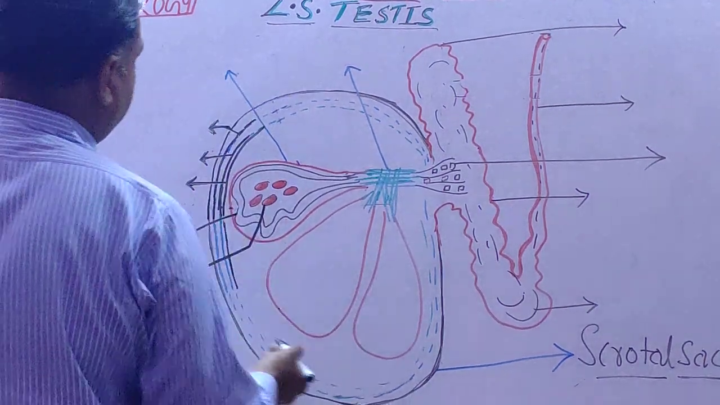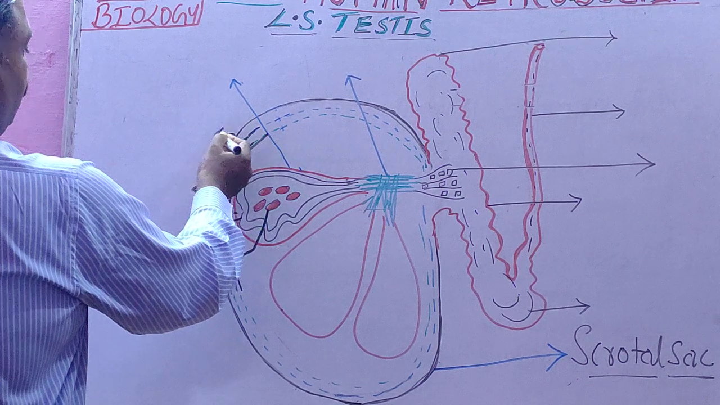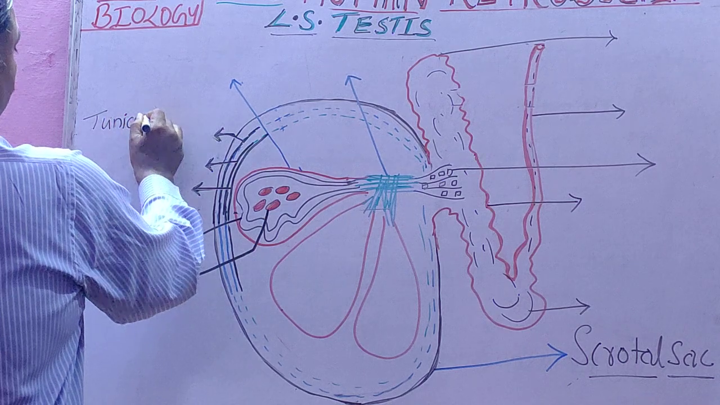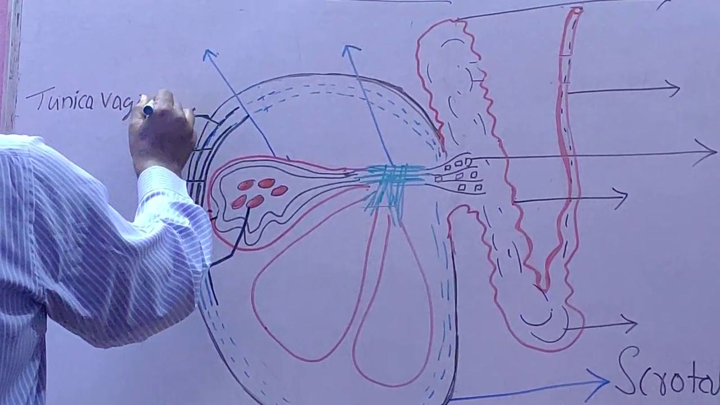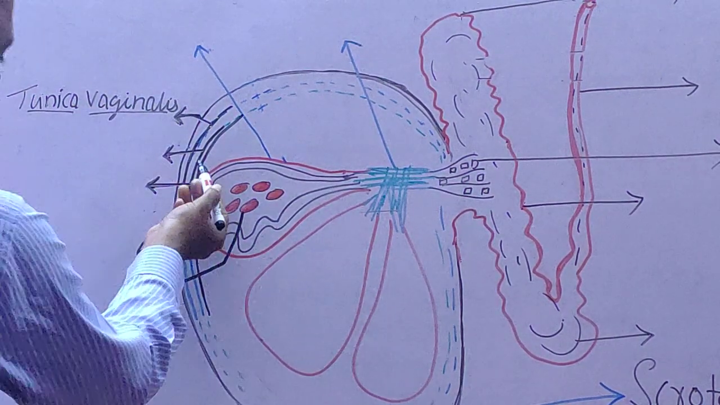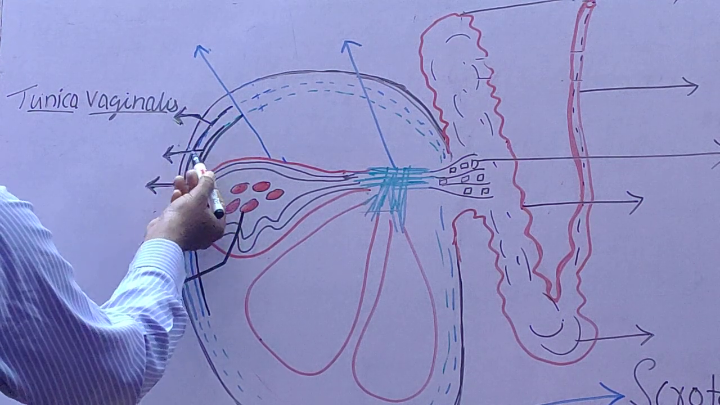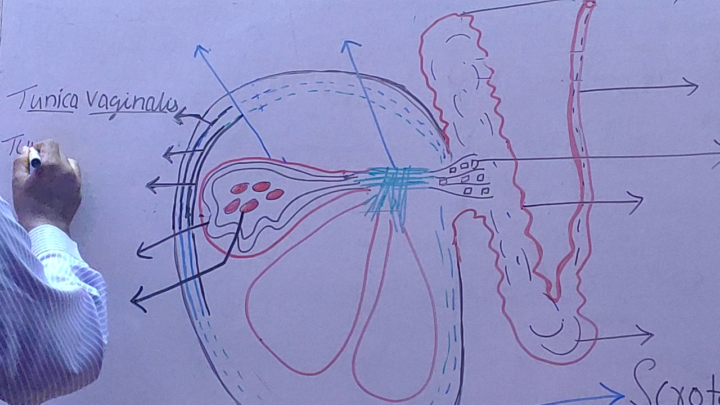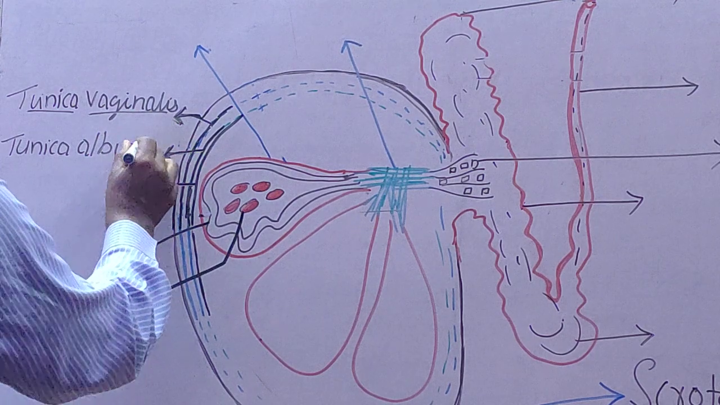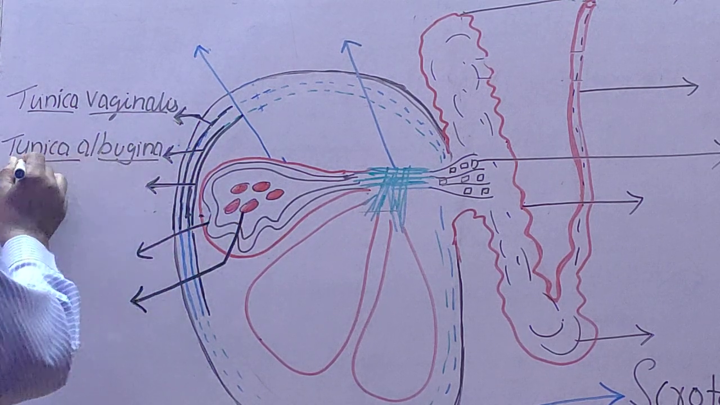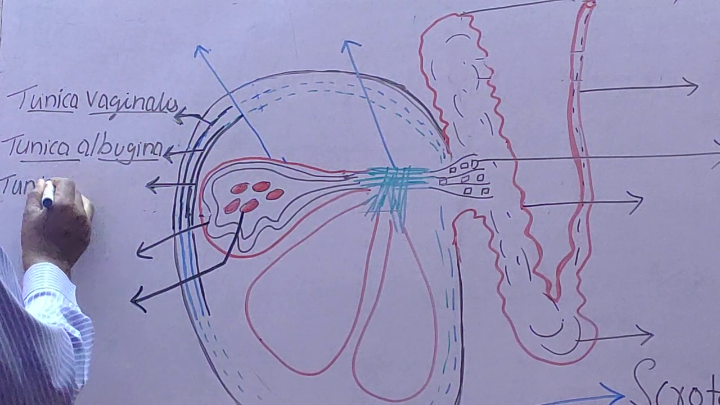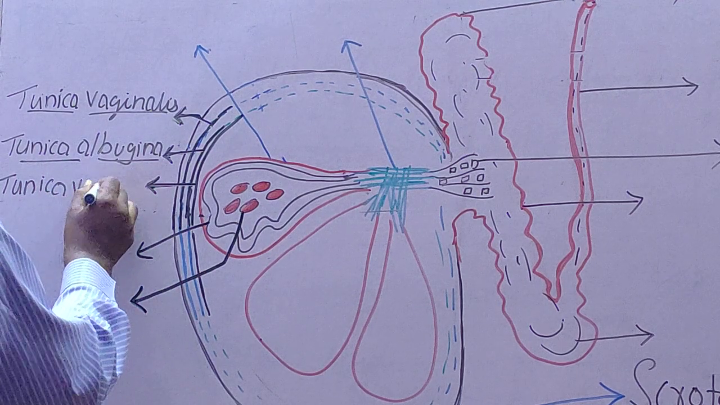Then when we come inside the scrotal sac, this membrane is called tunica vaginalis. Outermost membrane, protective membrane, that is tunica vaginalis. Student, observe carefully the outermost. And the second one is tunica albugina. Then third one is tunica vasculosa.